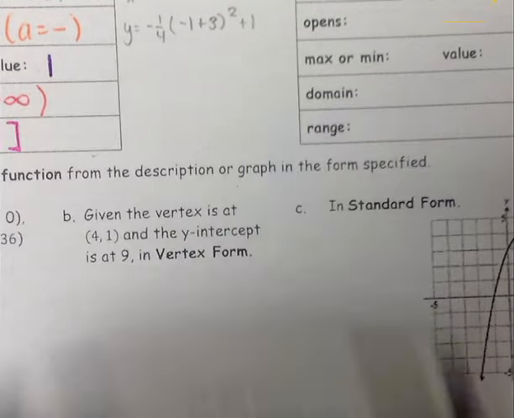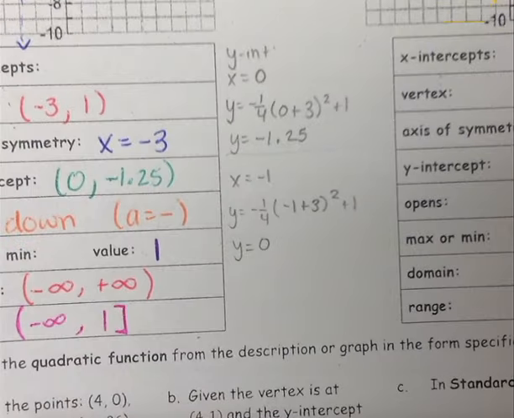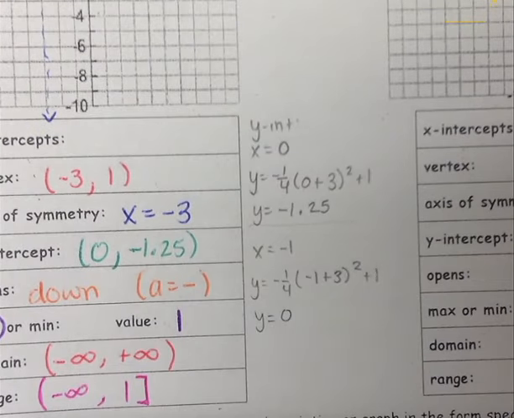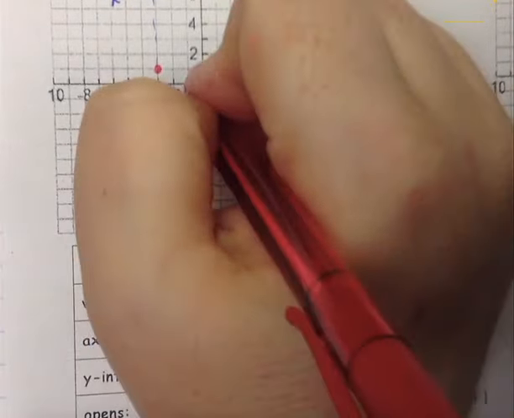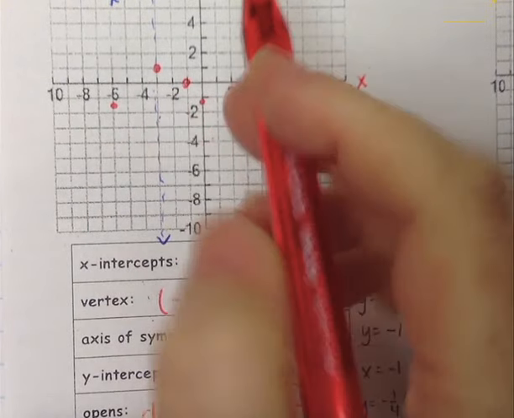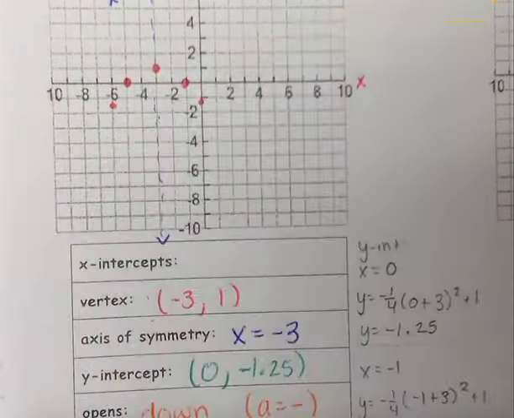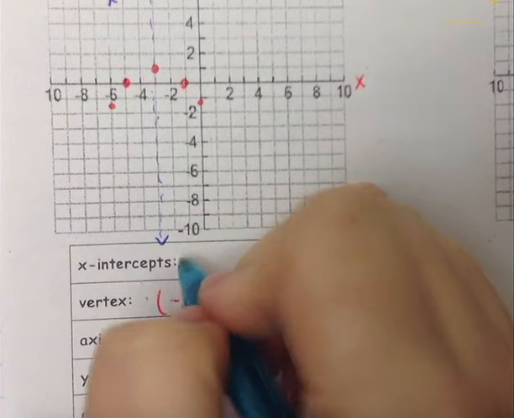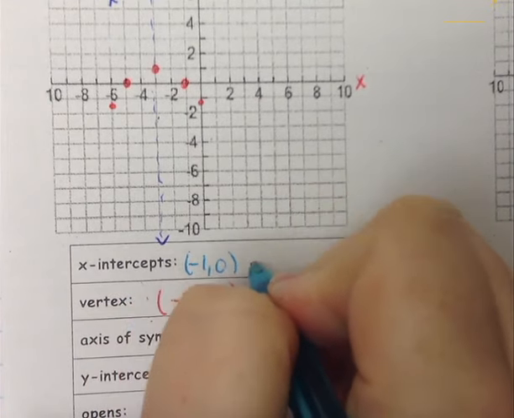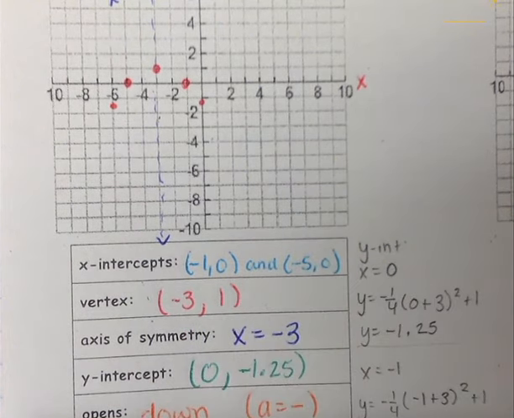So this actually is the x-intercept. When y is 0, you have your x-intercept. So let's go and graph that to find our other one as well. So negative 1, 0. We can mirror it across the axis of symmetry to find our other one. So we have 1, 2 to the axis of symmetry, so 1, 2 away. That's at negative 5, 0. So our two x-intercepts are actually at negative 1, 0 and negative 5, 0. Those are our two x-intercepts.